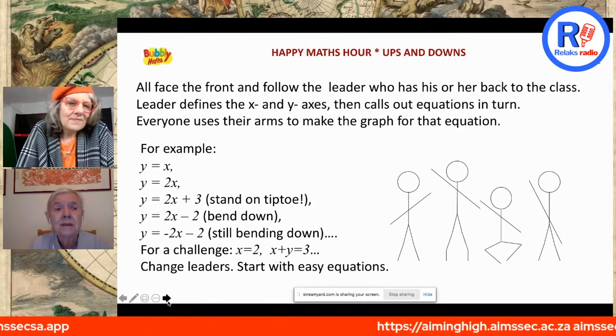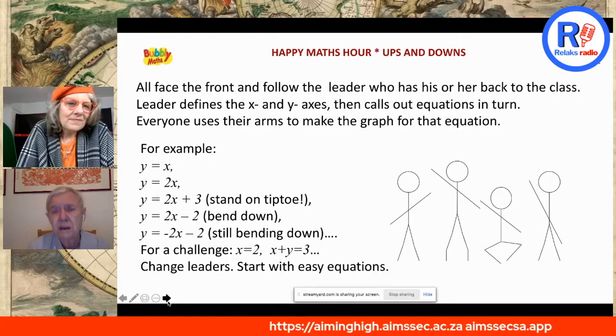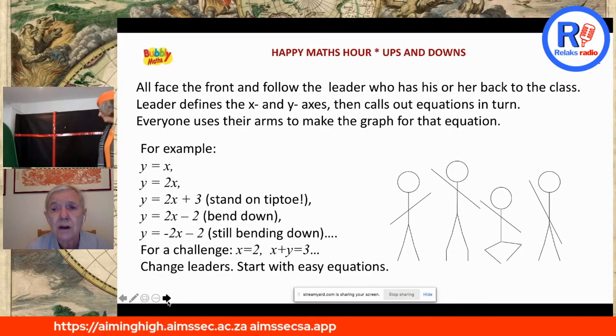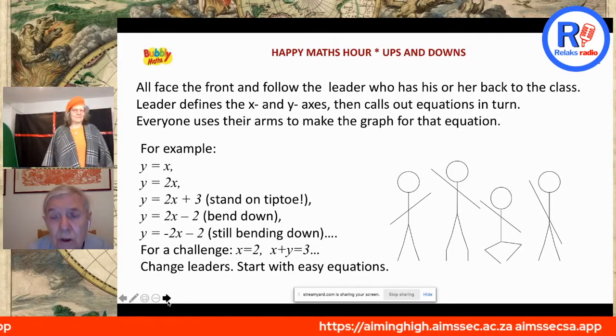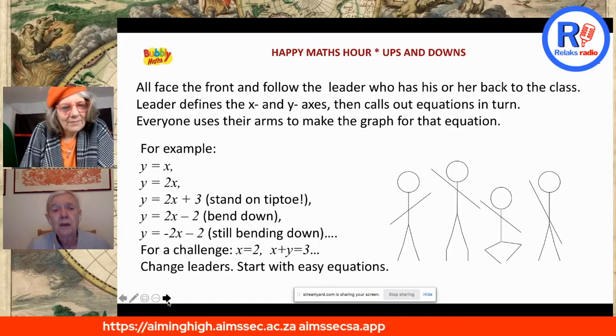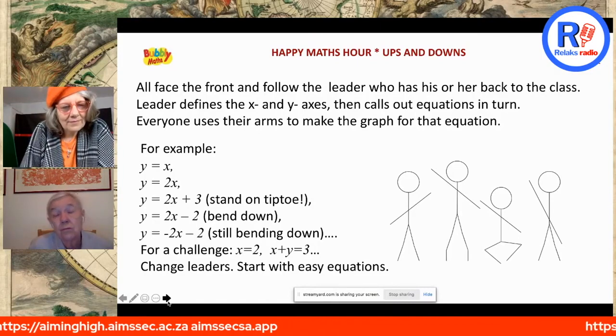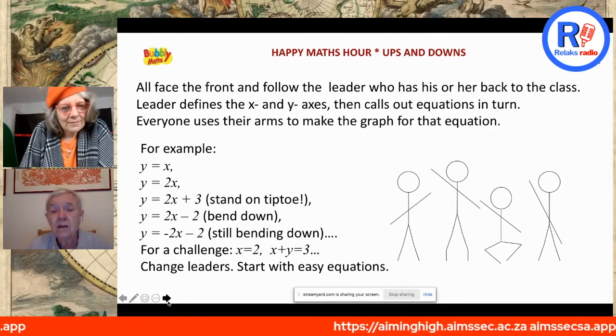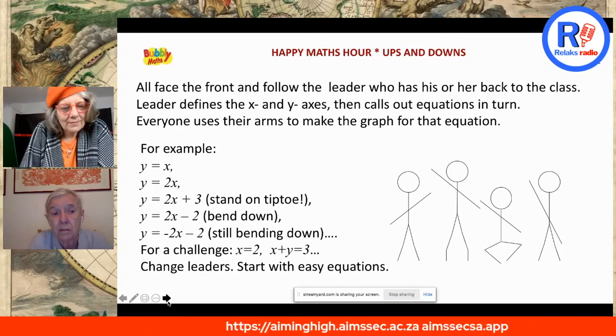The idea is you need some space for this. And so if you're a teacher, you could take your class outside. You don't need to write anything down. This is all done by copying the leader, the teacher, or the teacher can ask somebody else to lead, and making the graphs with your arms.